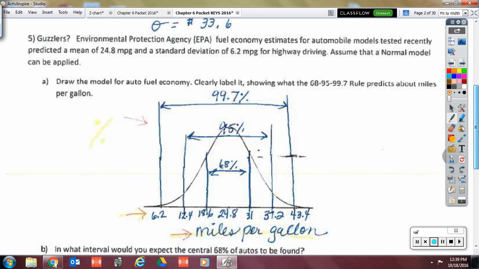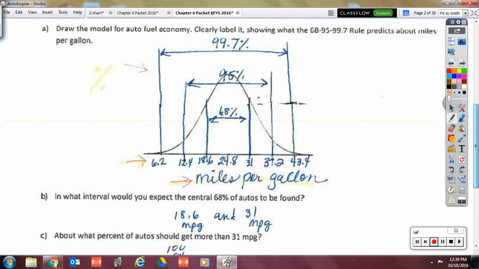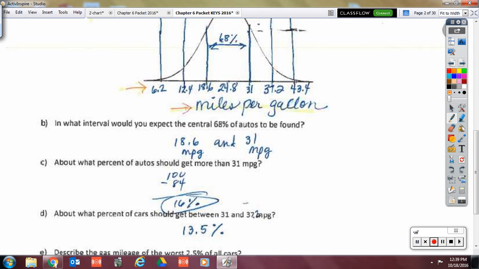All right, here's how the pictures looked. So for part A, you were drawing the pictures and putting in the percentages, and it asked you for the context information. So that was the miles per gallon. Make sure that you are labeling. And then it had asked for your Z-score. So that was just your 0, 1, 2, 3, negative 1, negative 2, negative 3.